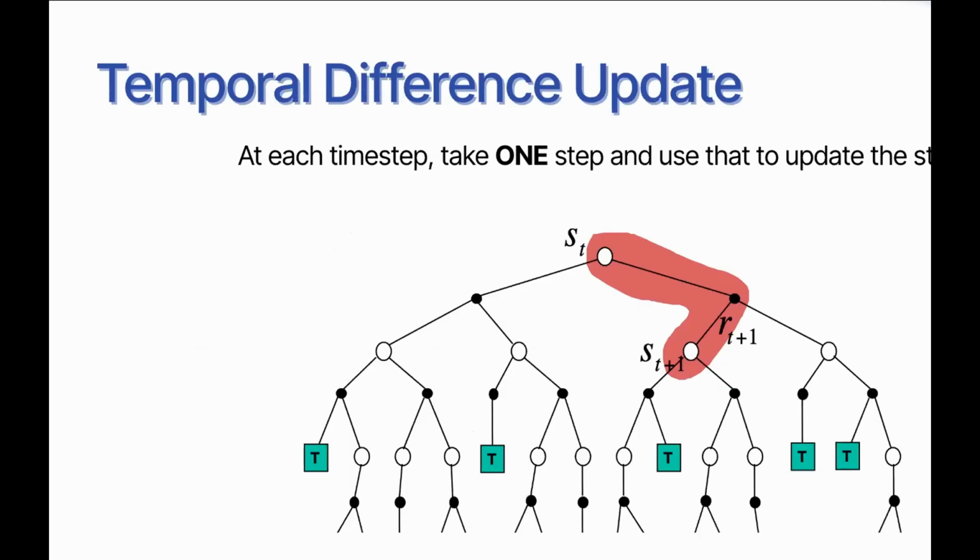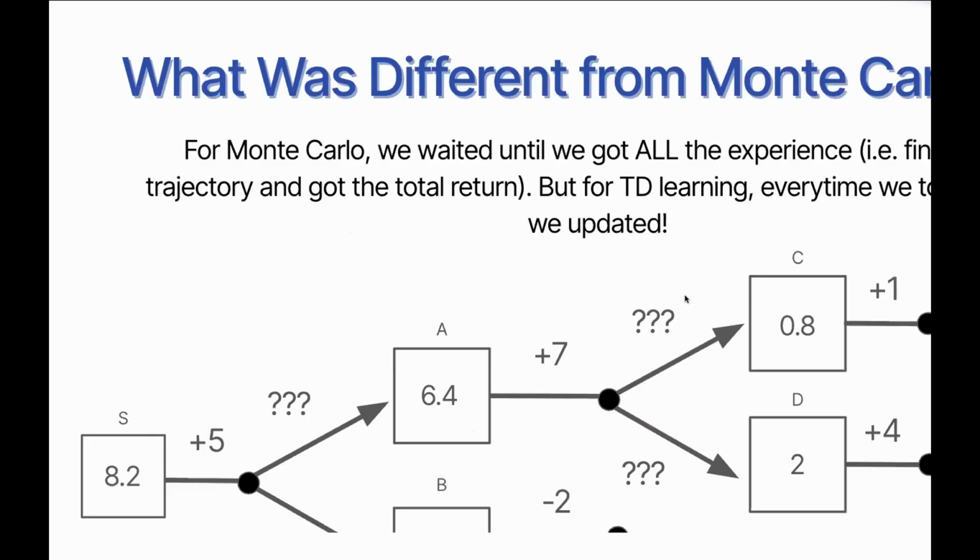Okay. Now, this is the temporal difference update, right? Unlike dynamic programming, where you consider the whole triangle, unlike Monte Carlo, where you go to the end, you update as soon as you go to the next state. So what was different from Monte Carlo? For Monte Carlo, we waited until we got all the experience, right? We took a trajectory, got the total return. But for TD learning, every time we took a step, we updated.